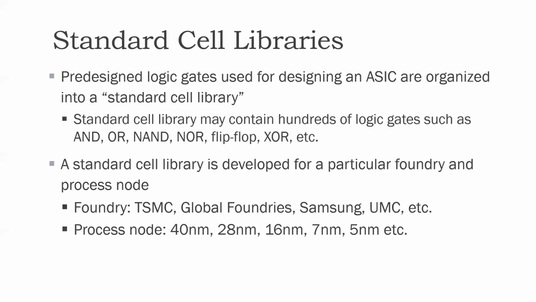So for any combination of foundry and process node, let's say TSMC 28 nanometers or Global Foundries 7 nanometers, you will have a specific standard cell library. And that standard cell library can only be used if the chip is being manufactured in that foundry with that process node. If the chip is going to be manufactured in some other process node, then a different standard cell library would have to be used in designing that ASIC.